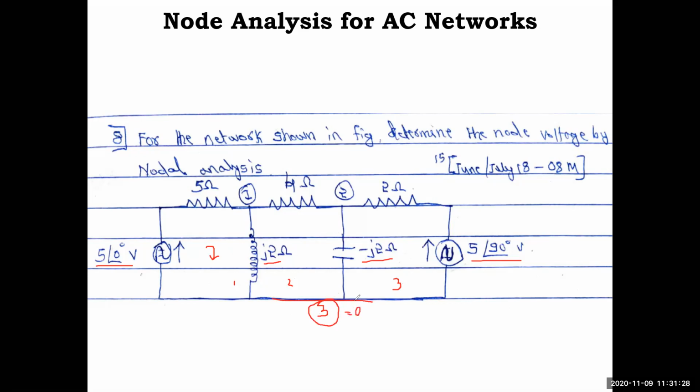This is the reference node, so it is at ground potential, so it will not be considered for writing equations. So only two equations if you write, and if you write the matrix, you will be able to solve for whatever is given. Determine the node voltage, that means you need to calculate here v1 and v2.